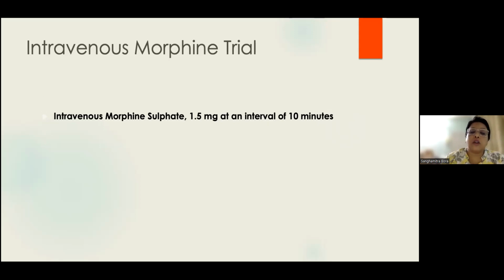As the doctor said, it is 1.5 milligrams at an interval of 10 minutes. We have a 15 milligram per ml ampule of IV morphine. We have to dilute it with 9 ml of distilled water, and then the dilution gives us 1.5 milligrams every ml. So we secure an IV access and we give 1.5 milligrams at an interval of 10 minutes.